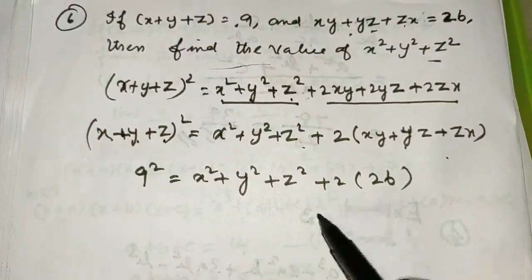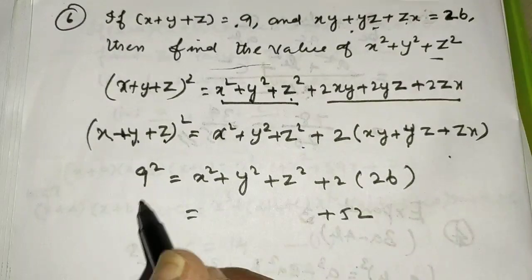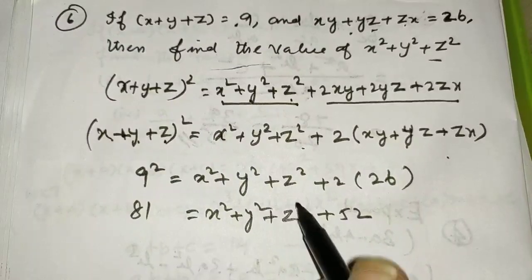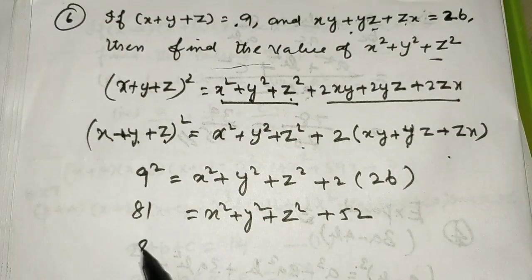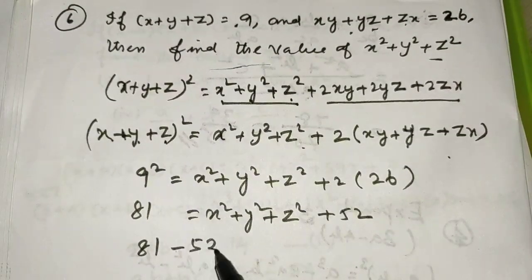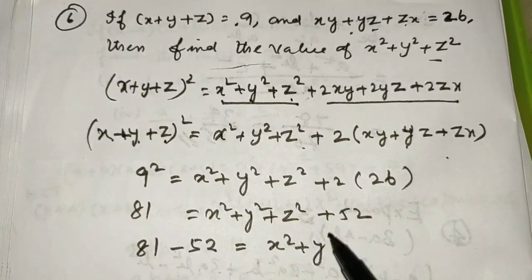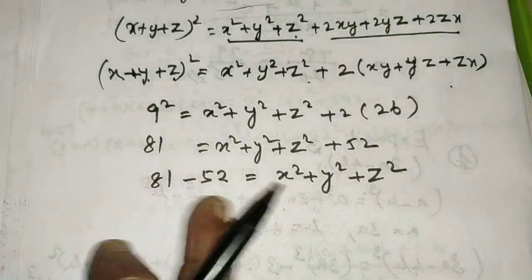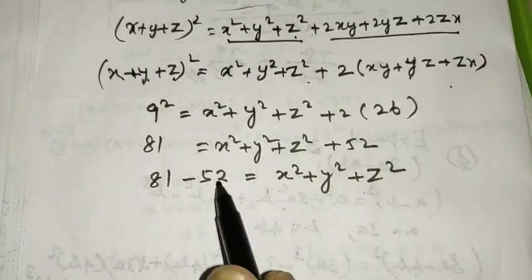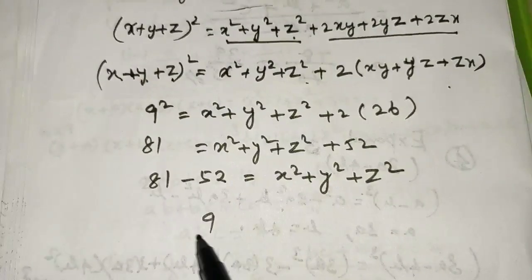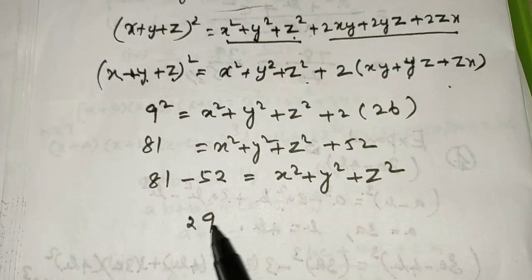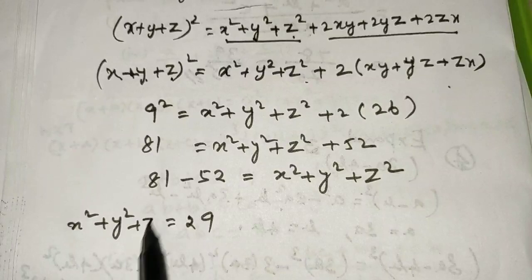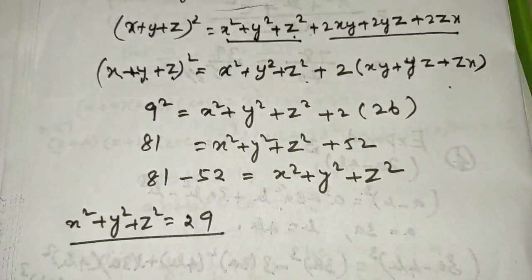2 into 26 gives 52. 9 square is 81. If you transpose this 52 to the left hand side, you will get 81 minus 52 is equal to x square plus y square plus z square. On simplification of this, you will get 81 minus 52 gives 29. So this is the value of x square plus y square plus z square.